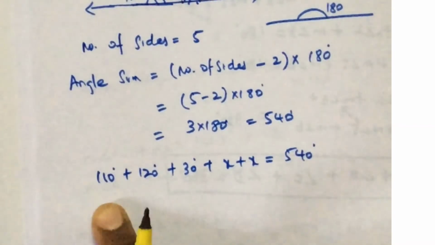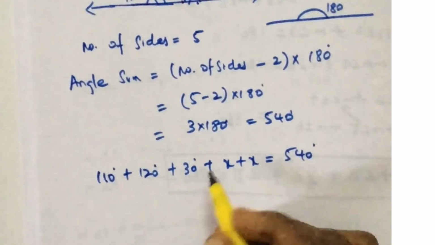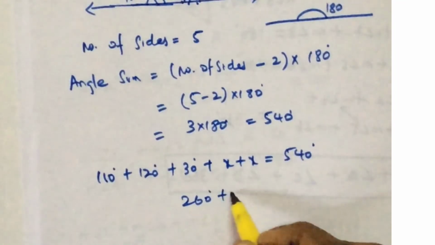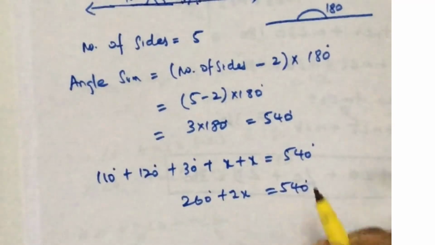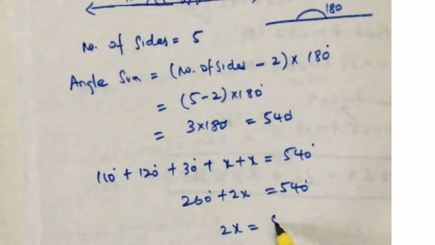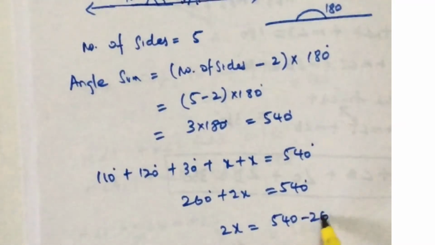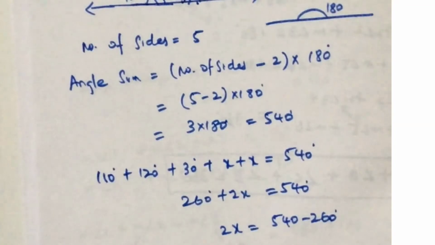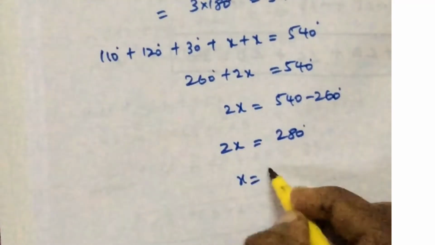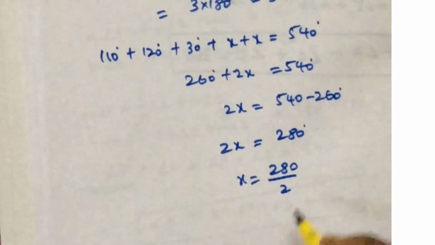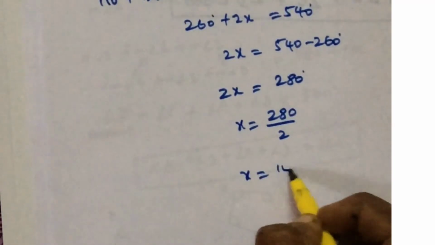So 110 plus 120 plus 30 together give 260, plus x plus x is 2x, equal to 540. 2x equals 540 minus 260. What is 540 minus 260? It is 280. So 280 is 2x. So x equals 280 divided by 2. x equals 140.